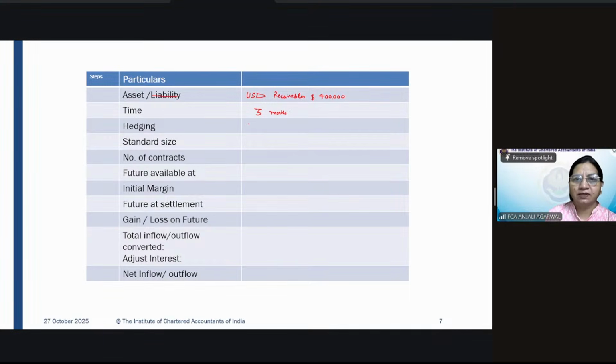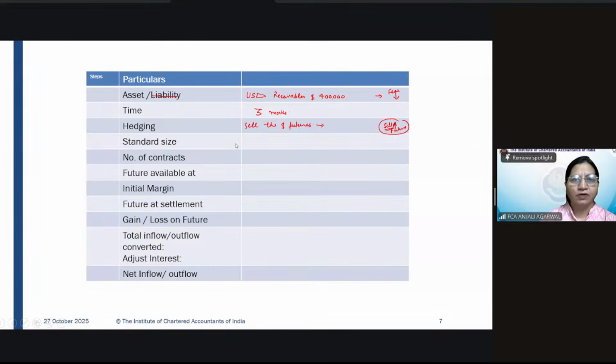Since you have USD receivables, you will sell the... when you have receivables, your fear is that the prices may not come down. If you fear that the prices may not fall, that means prices are high today. So you will sell futures so that even if the prices fall down in the future, because you have sold it at a higher price, you will stand to gain. So you will sell the dollar futures. So this is the hedging technique you will use.